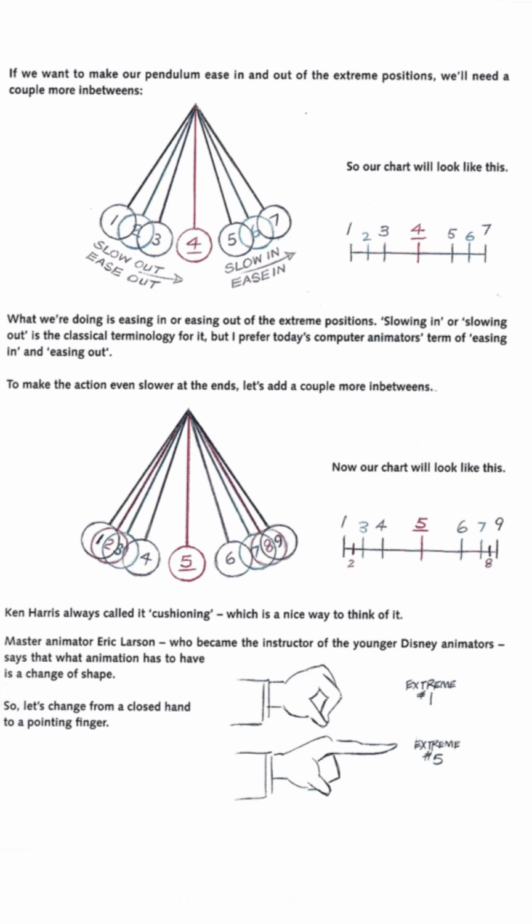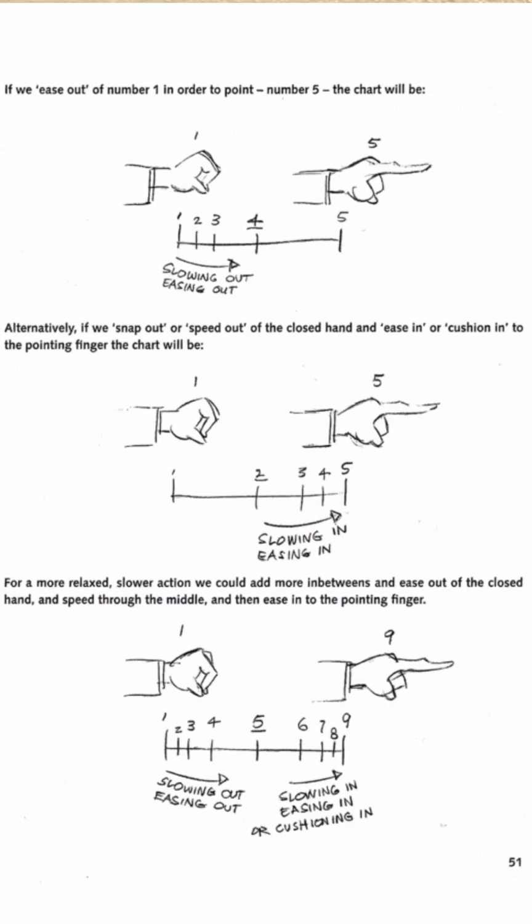So let's change a closed hand to a pointing finger. So you see extreme 1, closed, and extreme 5, which is pointing. If we ease out of number 1 in order to point at number 5, the chart will be slowing out, then easing out. 1, 2, 3 positions are really close. 4 is somewhere close, but in the middle. And 5 is at the other end, so it's going really fast.